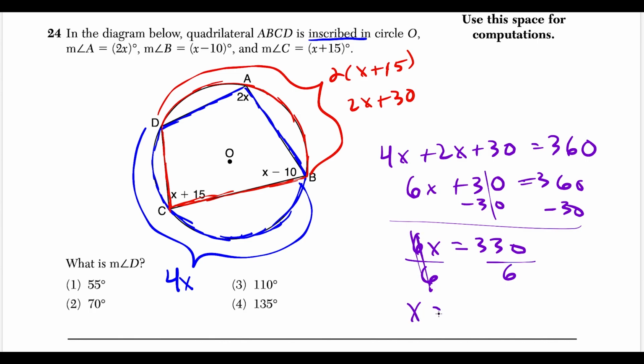So we have x equals: 6 goes into 33 5 times with a remainder of 3, and 6 goes into 30 5 times. So x is 55. So if this is 2 times x, this is going to be 110 degrees. 55 minus 10 is 45, so I have 45 degrees. And then if I do 55 plus 15, that's going to give us 70.